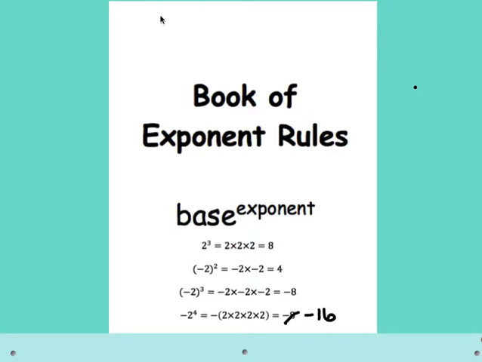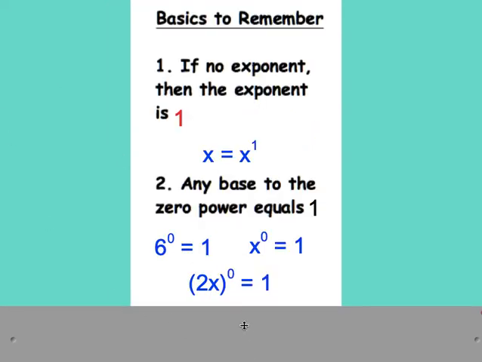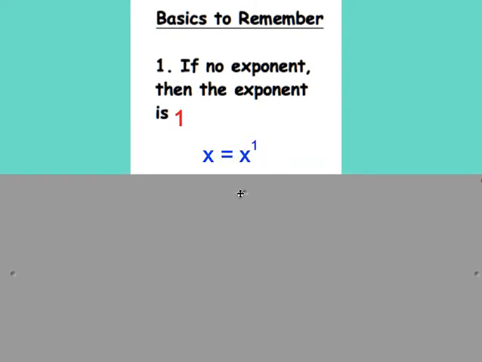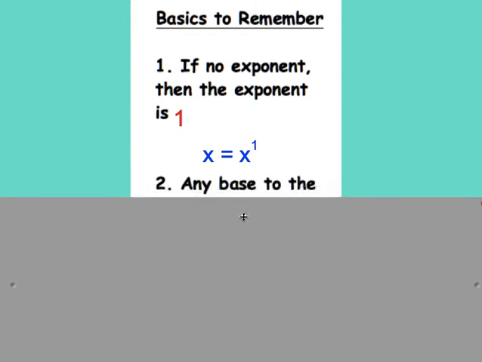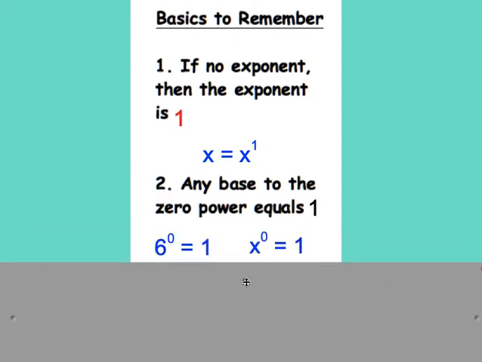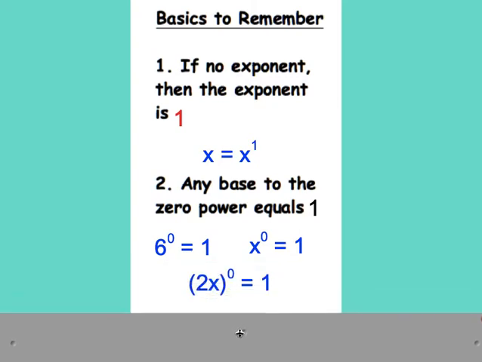Let's look at a few other things. Okay, I'm going to slide this up so you're not looking too far ahead. Basic rules. If there is no exponent, the exponent is a 1. For example, x is the same thing as x to the first. Any base to the 0 power equals 1. So 6 to the 0 is 1. X to the 0 is 1. Or if we have a quantity to the 0 power, it is also 1.